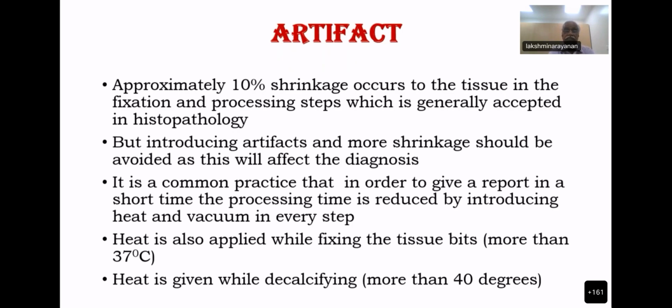Then heat is also applied in the fixation, which I have seen in many places, that people heat because the tissue has come in the evening and they just want the report to be given the next day. So what is the shortest way? You heat the formalin and put the tissue in that, so the fixation will be faster. Again, remember the shrinkage will be more and it is very hard for cutting and it won't give a good morphology. 37 is acceptable for any tissue, anywhere heating. 37 is acceptable, not more than that.